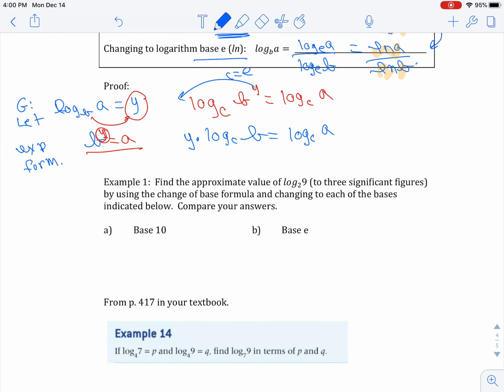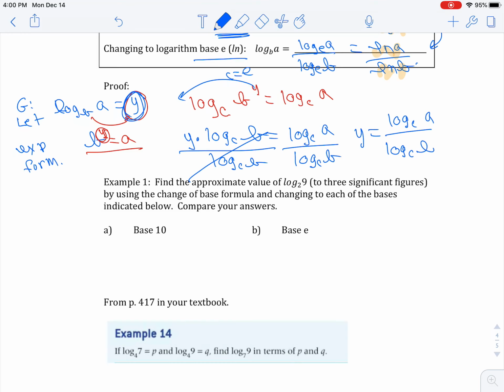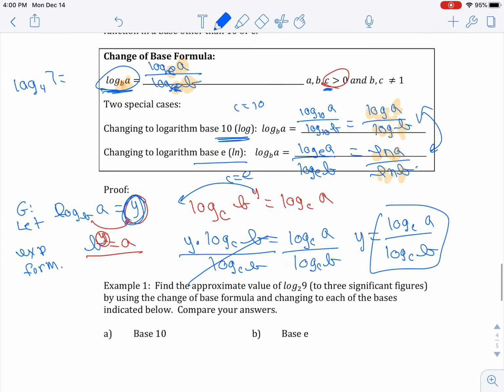And then if I want to solve for y, because that's what I want to know, what is log base b of a equal to? So I'm going to divide by log base c of b. And so you can see these cancel out, so we're left with y equals log base c of a divided by log base c of b. And you can see that'll match what is right up here.